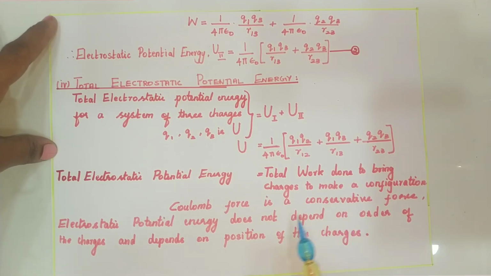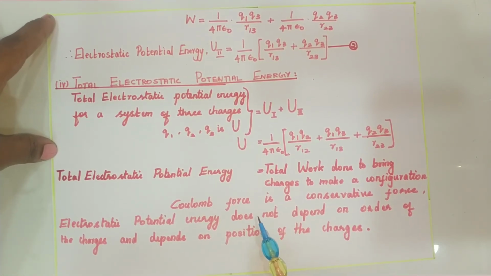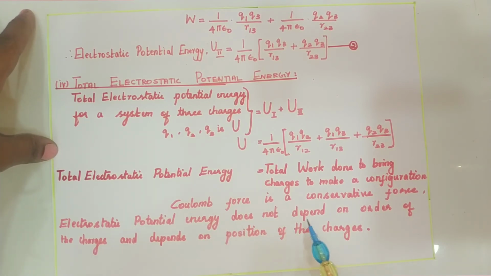Now, the Coulomb force existing there is a conservative force, and so the electrostatic potential energy does not depend on the order in which the charges are brought from infinity. It depends on the position of the charges.